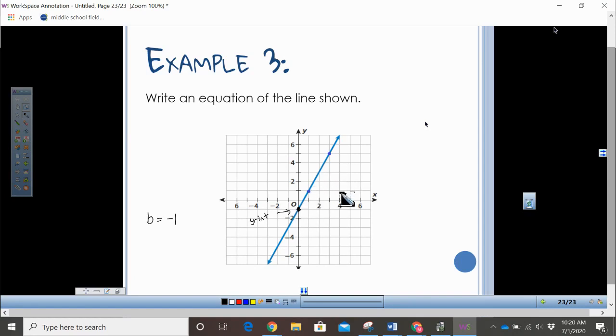Next, we have to find the slope, because if you remember, y equals mx plus b is my equation, where m represents my slope and b represents my y-intercept. So now I need to find my slope. I can find my slope from a graph by using rise over run.